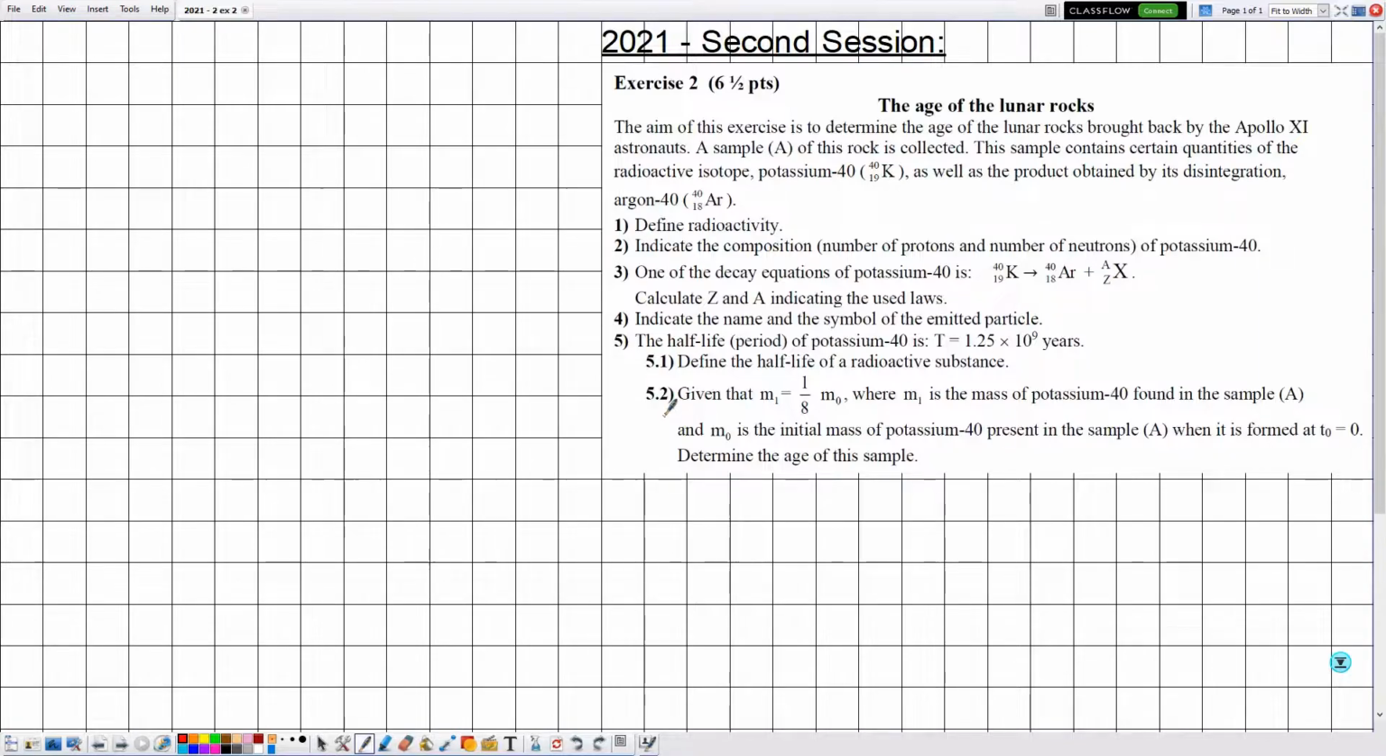Okay, hello everyone. In a new video, we are going to solve an exercise related to radioactivity and nuclear reactions, in the chapters of radioactivity and simulated nuclear reactions, fission and fusion. This exercise was a previous one on the terminal LH and SE exams, 2021 second session, exercise number 2.